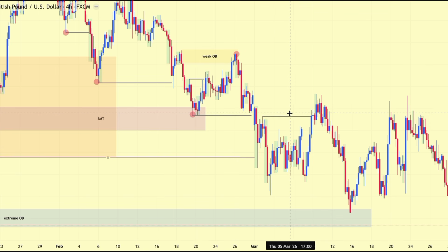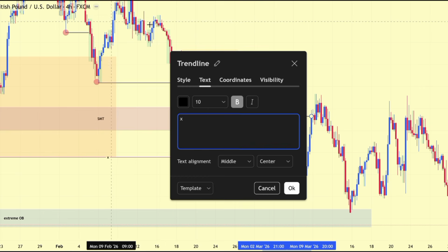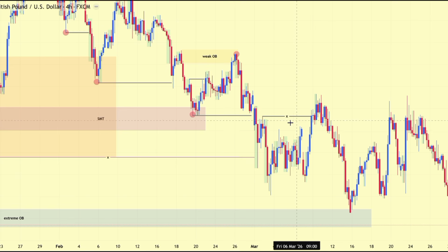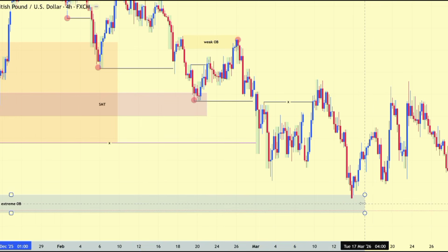Okay, should I mark this? Whatever, let me see. So we have there our major inducement, and of course, after the major inducement takeout, since the sellers are still in control, we can sell all the way towards our extreme order block, which is, of course, this one here.